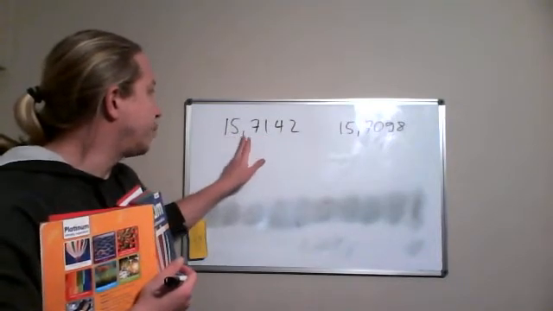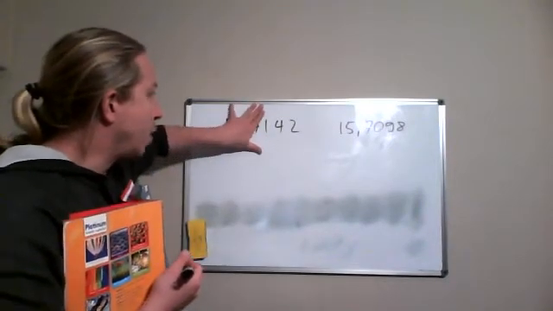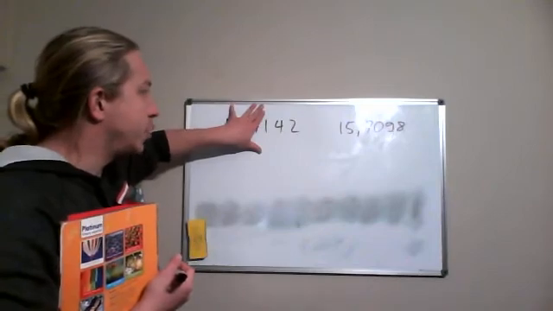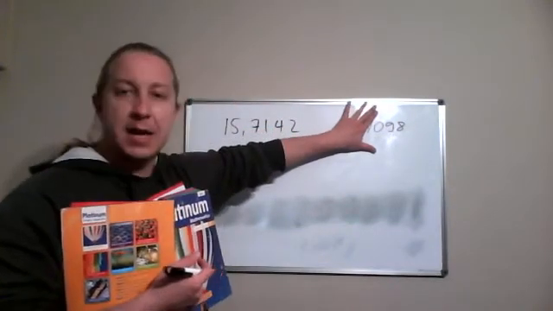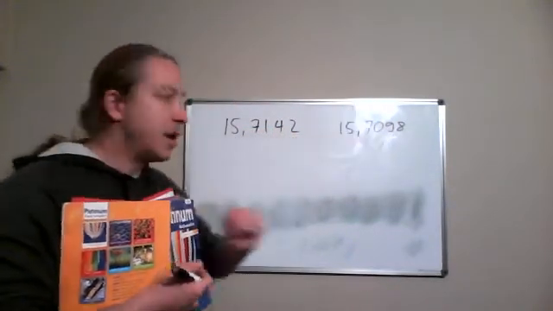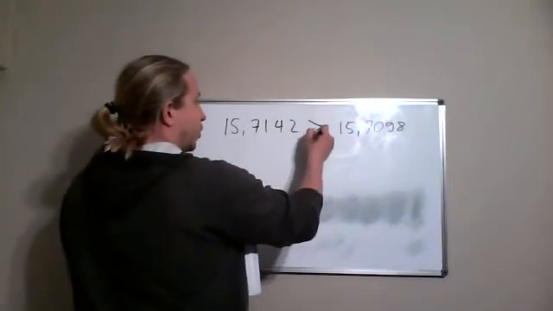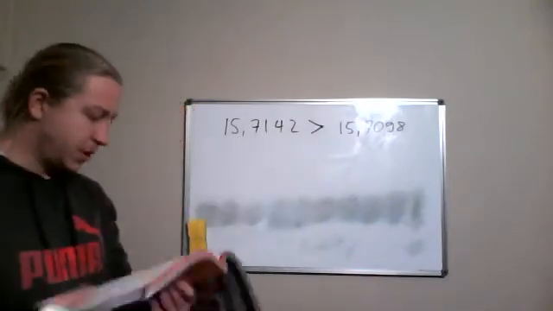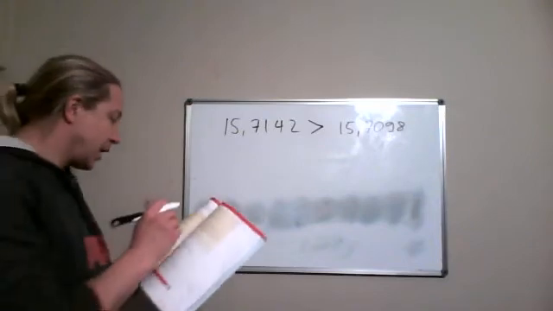The 15.7 part is the same. What do we have left here? 142. What do we have left there? 98. Okay, so this one is bigger. We put the greater than sign.